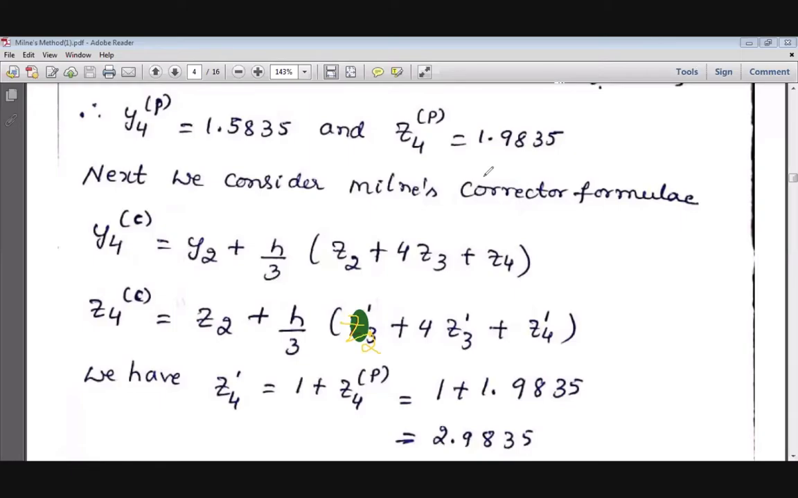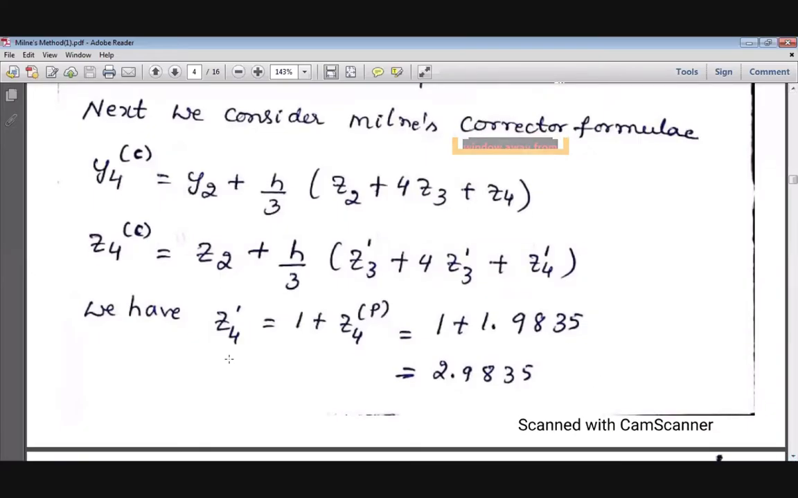Other thing is you will make mistakes in calculating. So substitute all the values. If you substitute, we have one more problem here. We need Z4 dash. How to find that? In the previous one we calculated Y4 dash. Similarly, here we need Z4 dash. How to find Z4 dash?